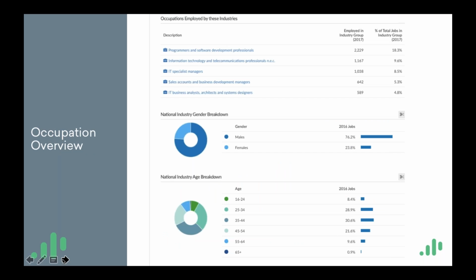So this gives you an idea of the key occupations which sit within those industries. And as you can see, the highest proportion of them, 18%, are programmers and software developers. You've also got information technology and telecommunication professionals, at 9.6%, and IT specialist managers. You get a gender breakdown looking at that nationally, and an age breakdown, which is quite useful in terms of planning any workforce interventions and any skills provision within higher education or further education, how you may go about influencing that.